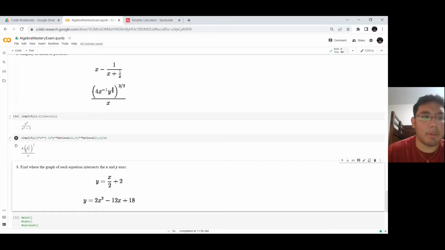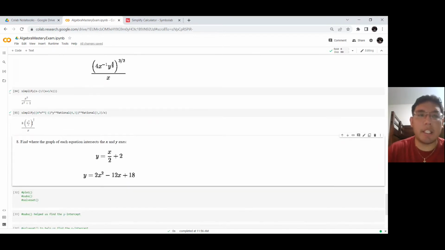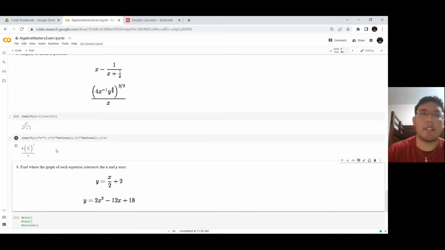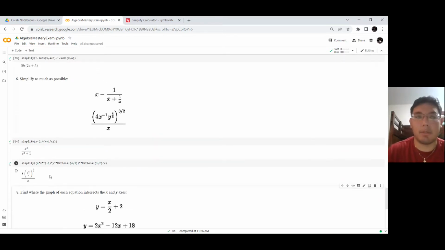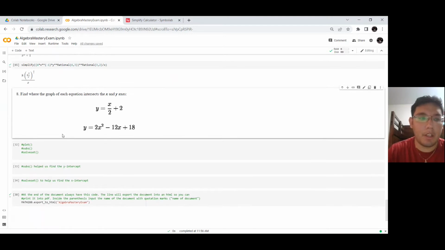And there we have it. That's a simplification. If we try expanding this or factoring this, we get the exact same expression. So this is simple. That's how we know that this is simplified as much as possible.